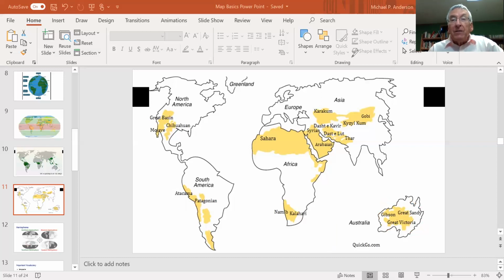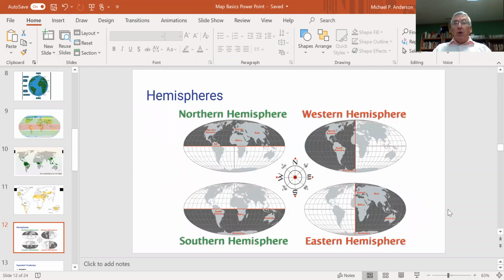All right, let us press on and take a look at hemispheres. You know where the equator is. You know where the prime meridian is. Prime meridian goes north to south. Equator goes east to west or west to east. Okay. It is helpful to geographers to be able to divide the world into sections, and they decide to do that by hemispheres. And you can see on the map what we've got.